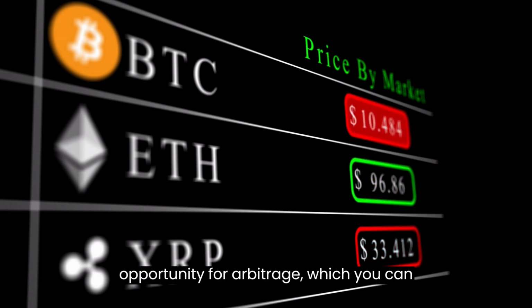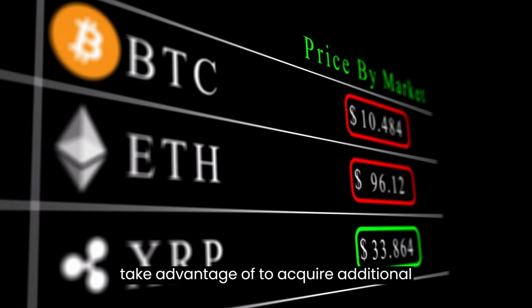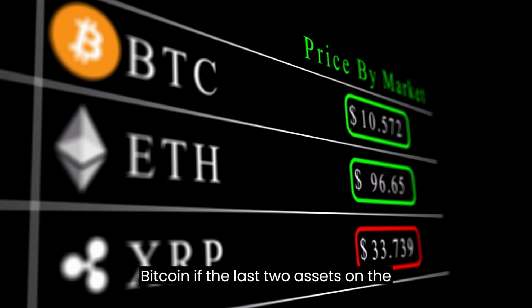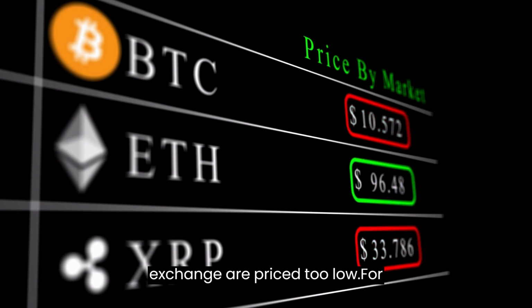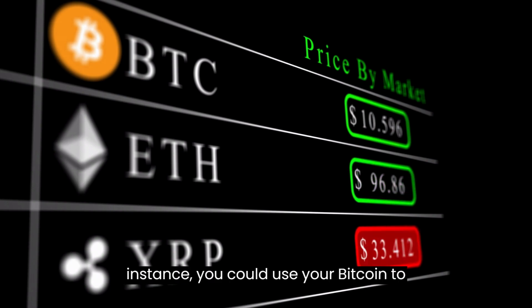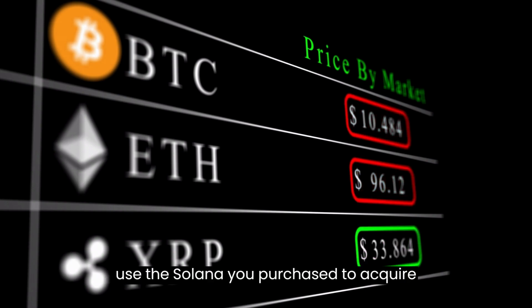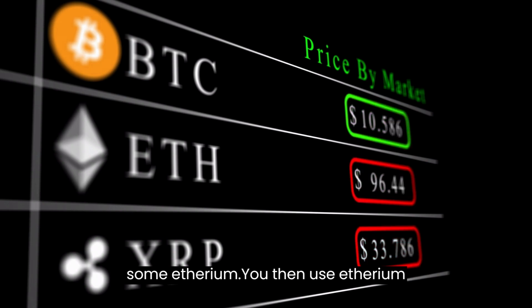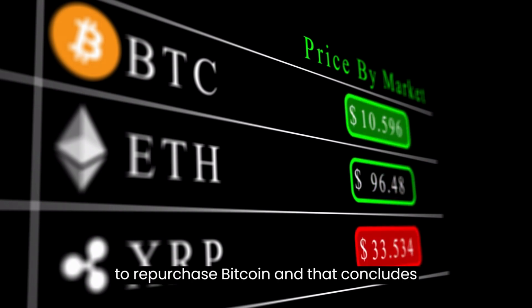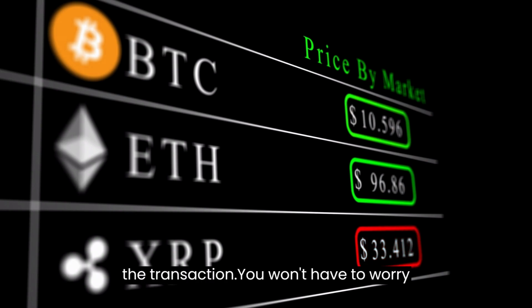This presents an opportunity for arbitrage, which you can take advantage of to acquire additional Bitcoin if the last 2 assets on the exchange are priced too low. For instance, you could use your Bitcoin to purchase some Solana, and then you could use the Solana you purchased to acquire some Ethereum. You then use Ethereum to repurchase Bitcoin, and that concludes the transaction.